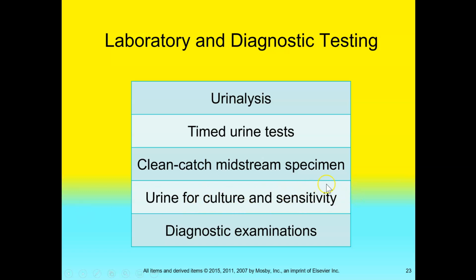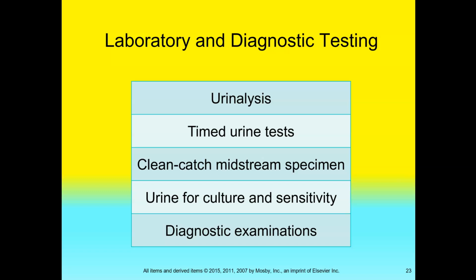The purpose of the culture and sensitivity is strictly to test a urinary infection of some sort. They run the culture and sensitivity because they want to see what type of drugs will treat and cure whatever bacteria you have in your urine.